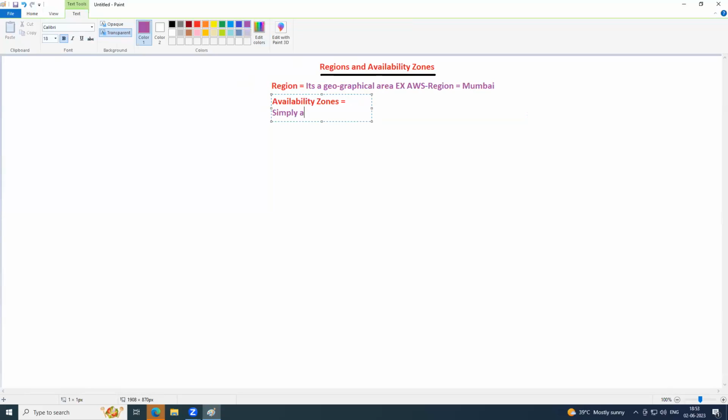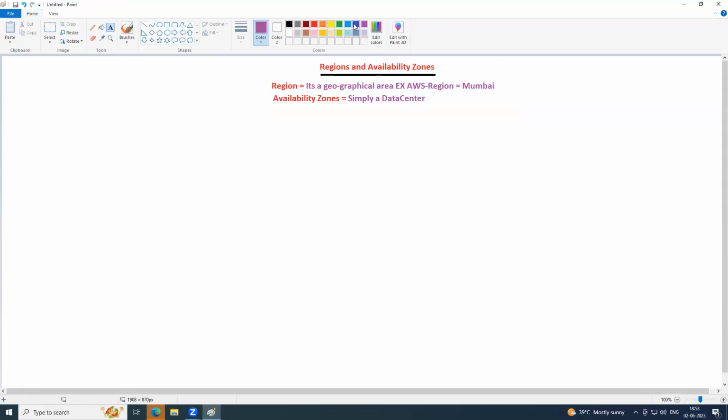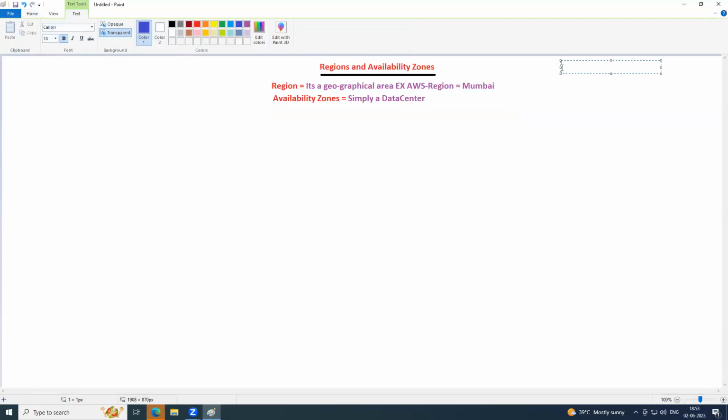Simply a data center. Very good. And what is the Mumbai region code? Mumbai code is ap-south-1. And how many availability zones are there? What are those? ap-south-1a, ap-south-1b, and then 1c.